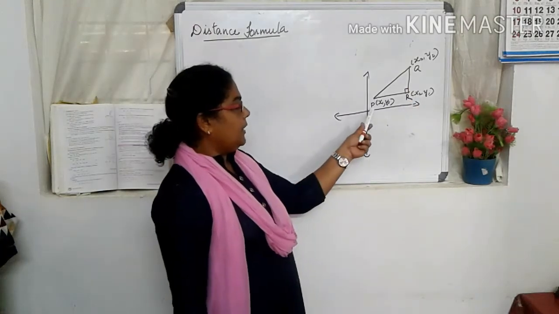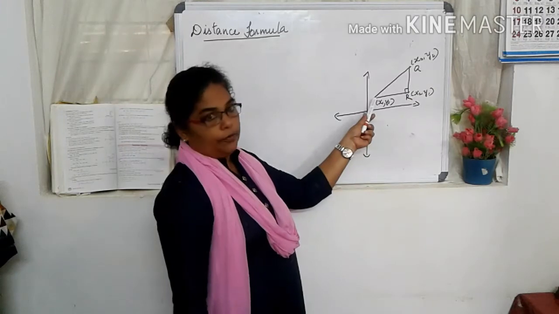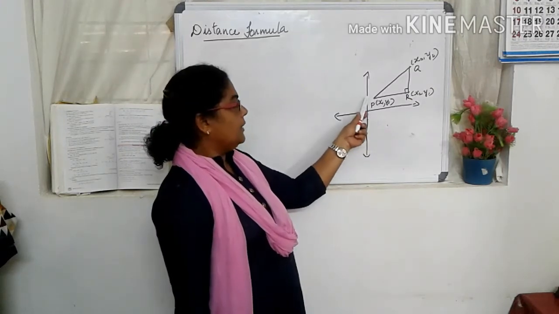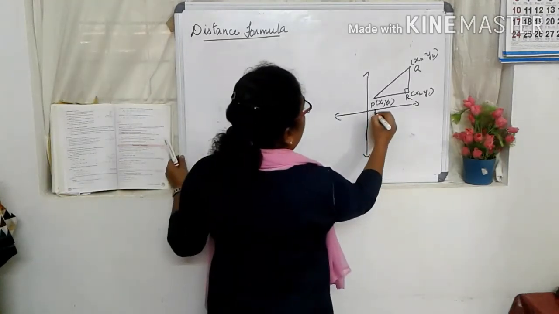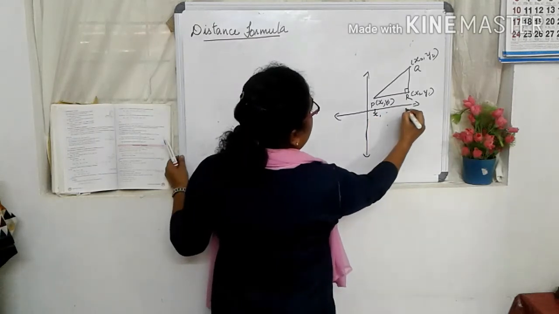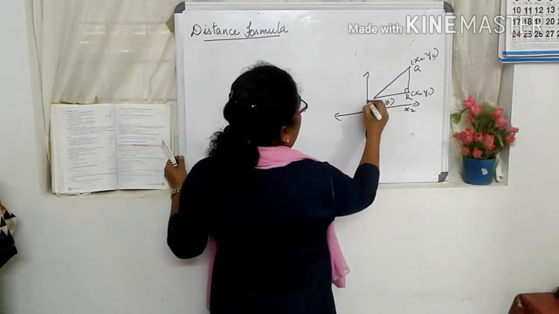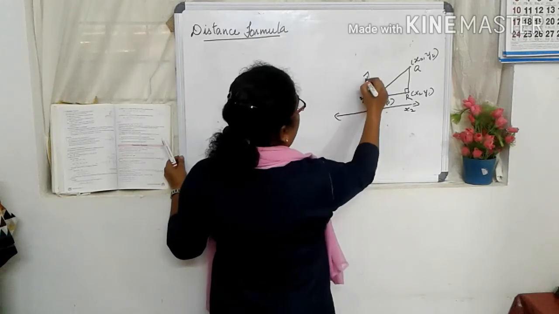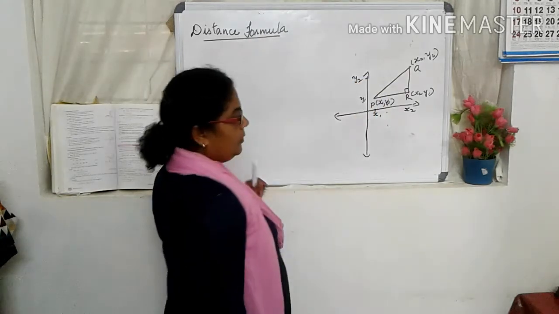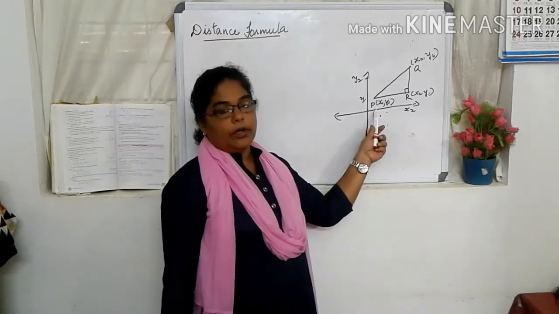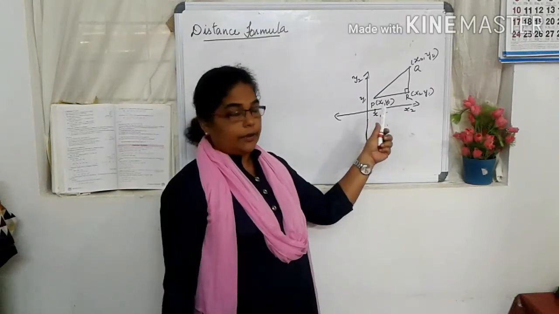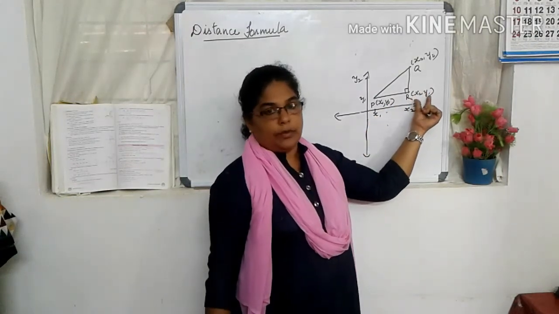This point P is x1, the coordinate of P. Here x1 and this is y1. Here we have taken x1 and this is x2. And here y1, here y2. For example, we take it. Okay. So the coordinate of P is x1, y1. Therefore, this is x2, y1.